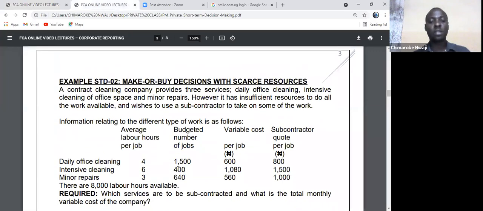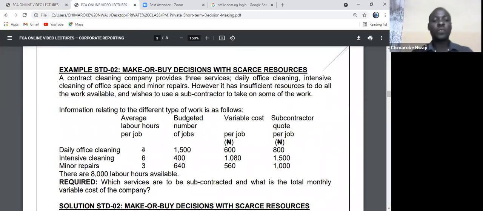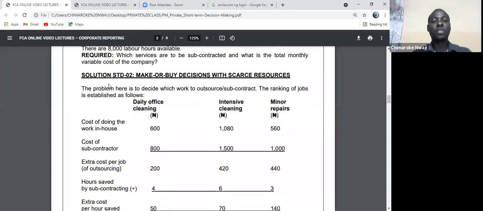We are told that for daily office cleaning, the average job is 4 hours. So it means that if you are to spend an extra 200 naira for one job, and that job is supposed to last you 4 hours, if you give out this extra 200 naira, you saved yourself 4 hours. So what is the extra cost per 1 hour saved?